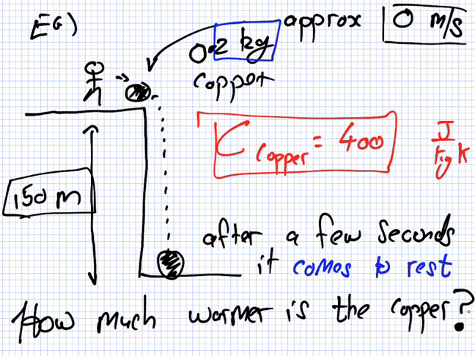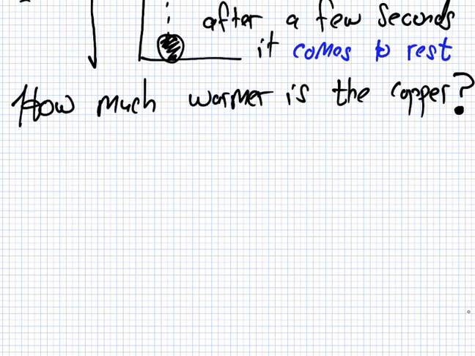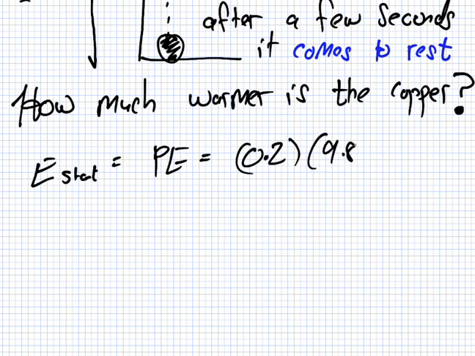Does anyone have an answer? Yes? Okay. 3.6. 6,700. Yeah, so that's a lot warmer, isn't it? Like you can feel it warmer. So just to do it really quick here, the energy at the start is just potential energy, which is, what is it? M, G, and what's the H? 150, wasn't it? So what does this work out as?